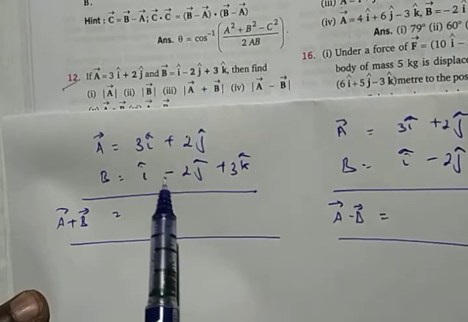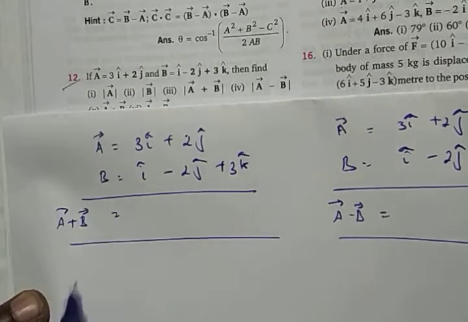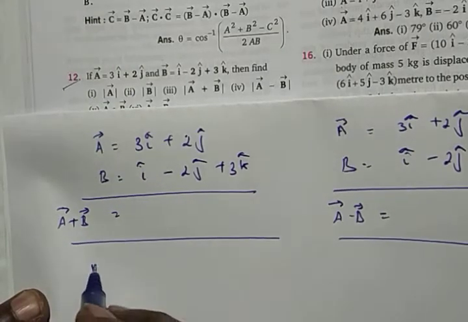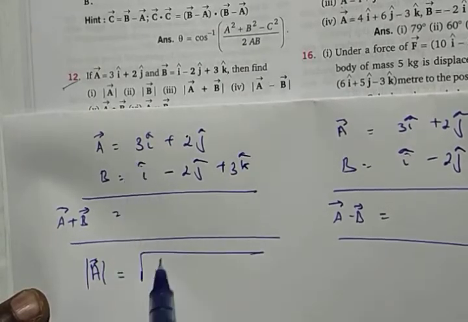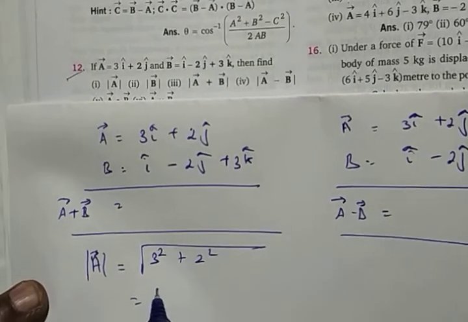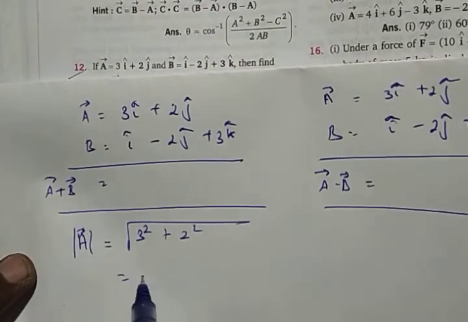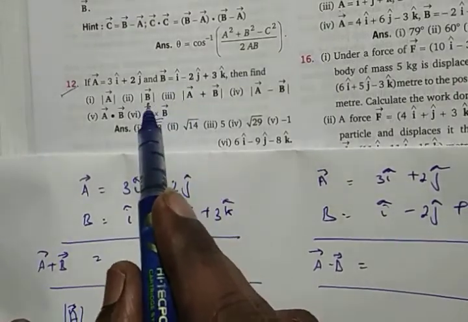This is given here. Find modulus of A, that you know how to do. Modulus of A, magnitude of A, if you want to find out, you need to find the squares of the values: 3 square plus 2 square. 9 plus 4, you will get under root of 13. So that's the answer here. And B you can also find in a similar way.